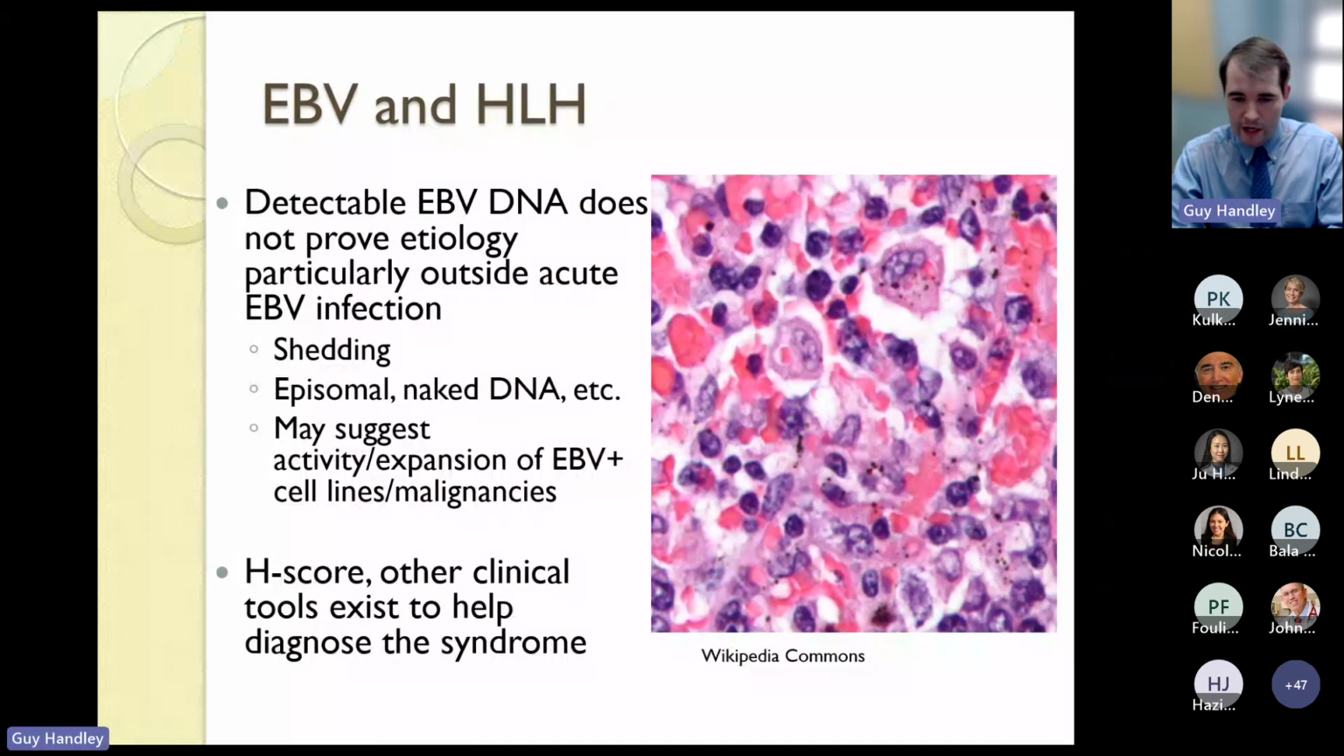I kind of just talked about that, but there are other clinical scoring tools to help predict HLH. The H score is one I use commonly. This is a nice picture from Wikipedia showing cells that are consuming red blood cells.